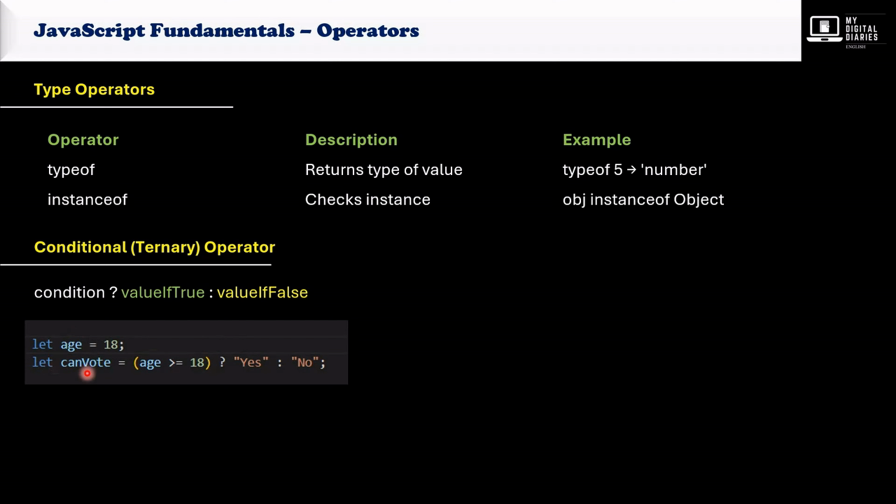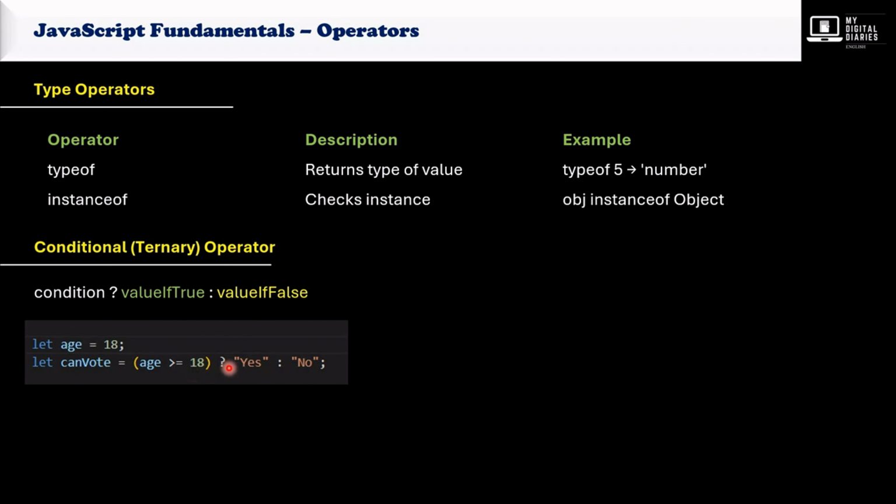So in our example, if age is greater than or equal to 18, then the value will be yes, meaning this condition is true, then the value will be yes. If this condition is false, the value will be no. So that's how you will use a ternary operator, and this is very useful and you will be using it many times.